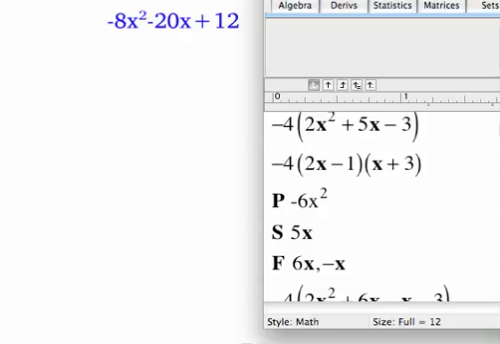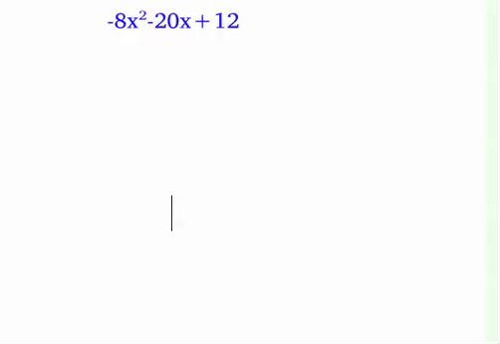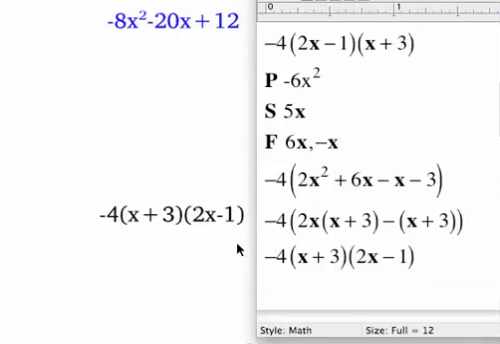Notice that's the same answer. 2x minus 1, x plus 3. And down here I have x plus 3, 2x minus 1. So it's really just the same answer, just commuted a little bit. Let me write that down there. So negative 4 times x plus 3 times 2x minus 1.